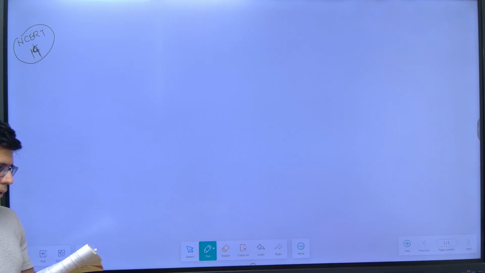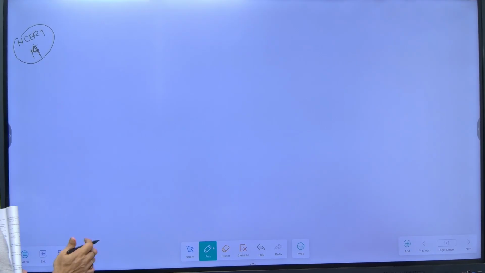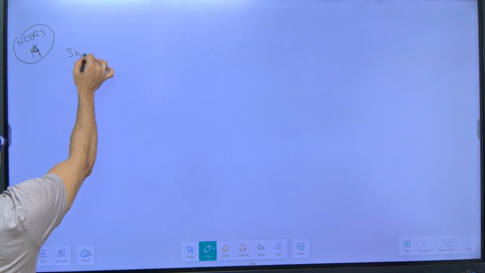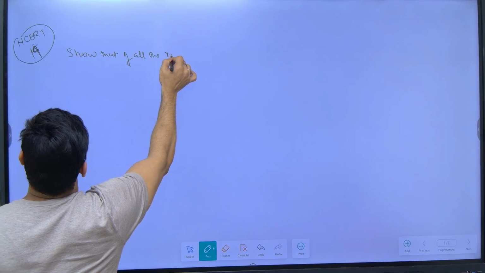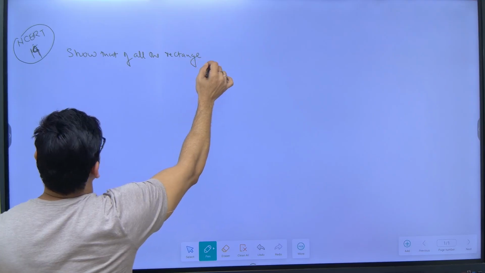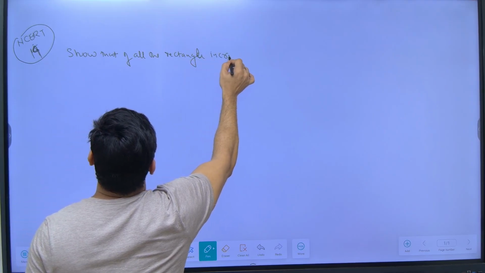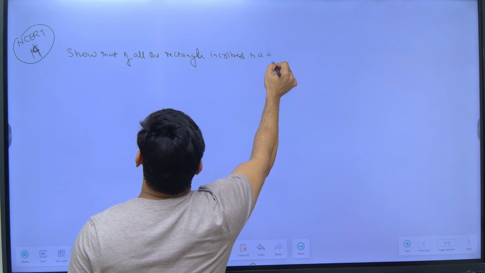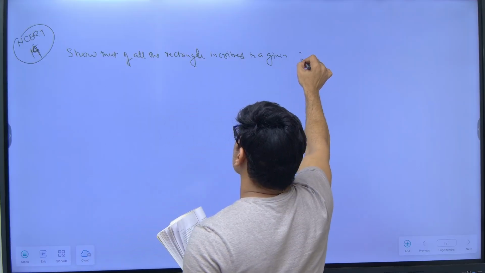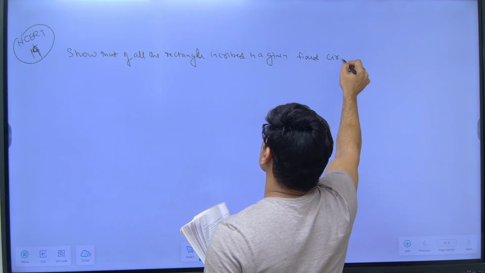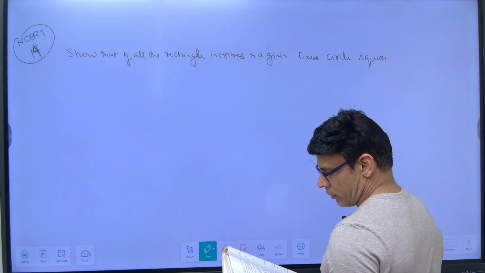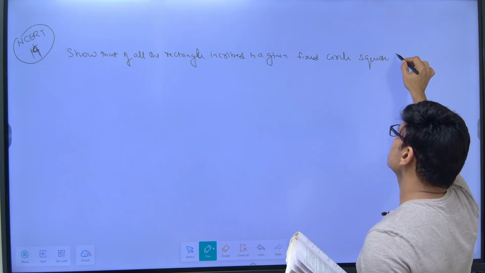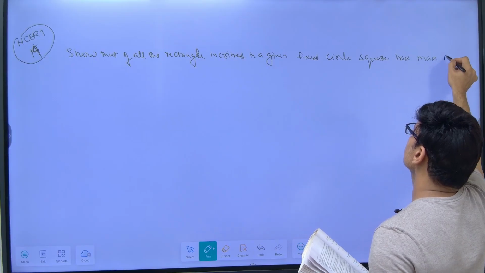Question 19 is, show that of all the rectangles inscribed in a given fixed circle, the square has maximum area.